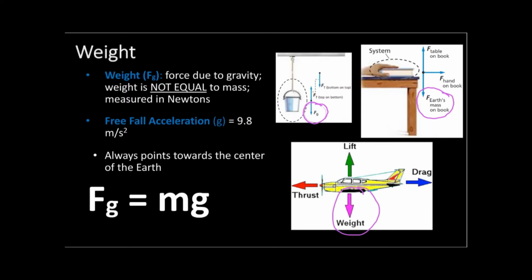This book right here, so your weight is always pointed towards the center of the earth, not always down, but towards the center of the earth. So let's say you're on an inclined plane or something like that. Your weight is going to go straight down towards the center of the earth. It's not going to go down like that. That would not show you your weight.